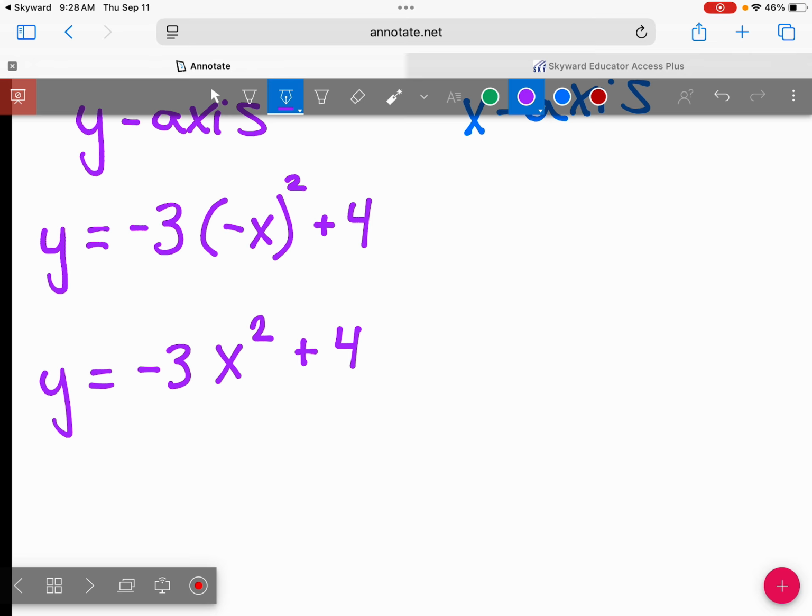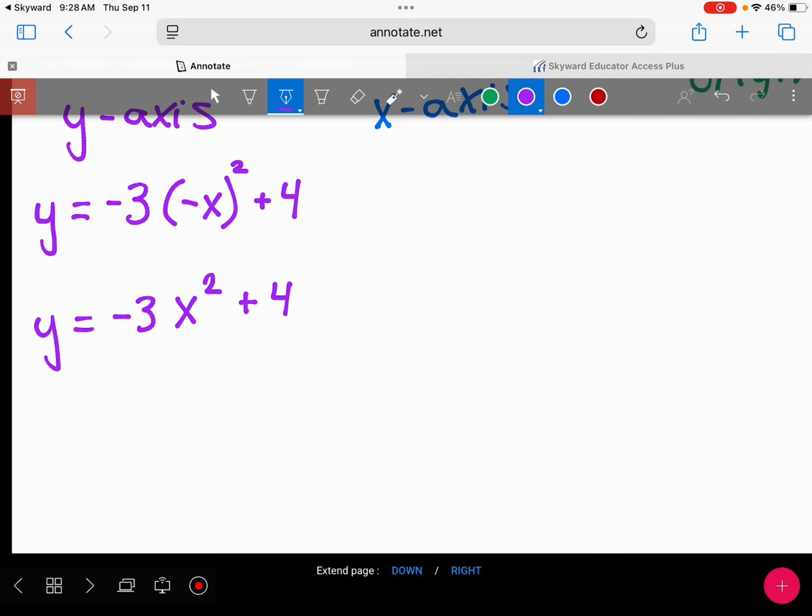So does this have y-axis symmetry? Yep. So this one is also called even. It is an even function.